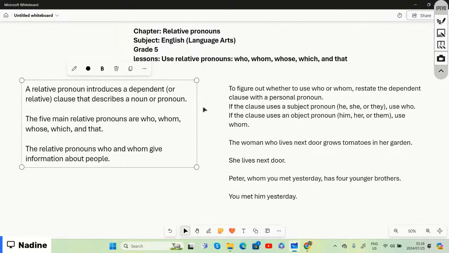So when it comes to relative pronouns, we see that we have five main relative pronouns, which are who, whom, whose, which, and that. So in order for us to know how to use firstly who and whom, we're going to have to restate the dependent clause with a personal pronoun.